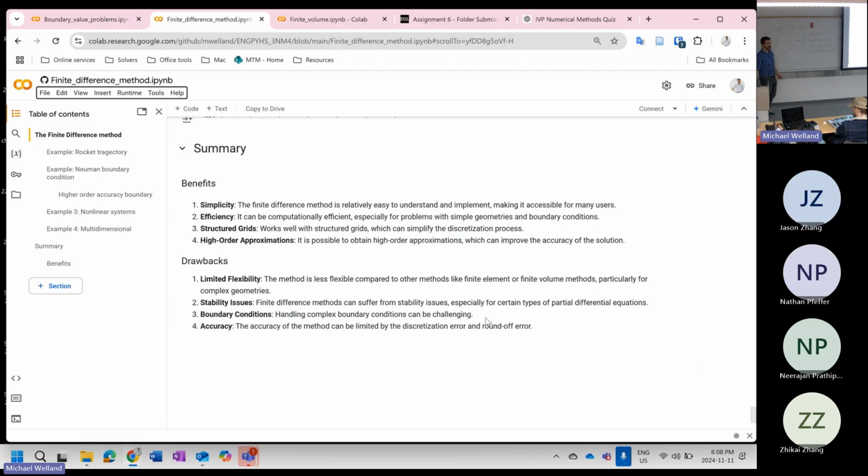That's a bit of a weird way to be talking about it until I show you the alternative, which is finite volume and also finite element method.